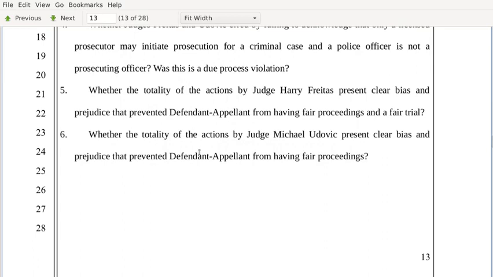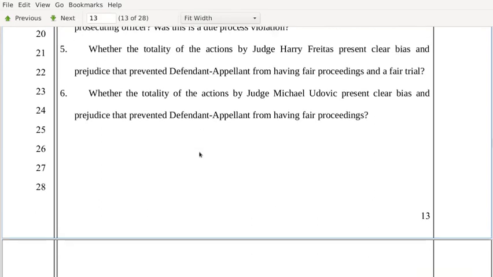Whether totality of the actions by Judge Harry Freitas present clear bias and prejudice that prevented defendant appellant from having fair proceedings and a fair trial. And lastly, whether the totality of the actions by Judge Michael Udovic present clear bias and prejudice that prevented defendant appellant from having fair proceedings.